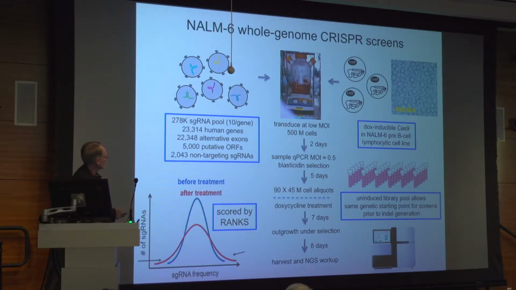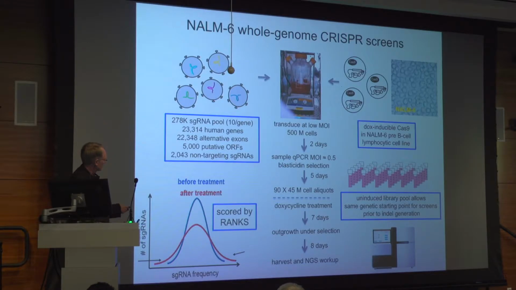All the experiments are carried out in this cell line called NOMO-1, which is a pre-B cell lymphocytic cell line. It has very good properties. It grows in suspension. We can do these screens very rapidly in parallel. It has a pseudodiploid genome and about a 24-hour doubling time.